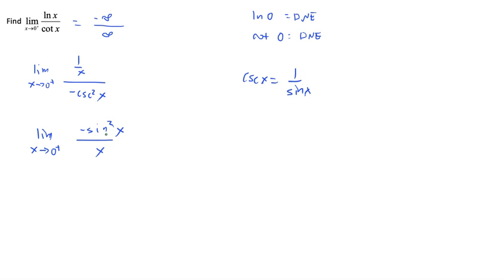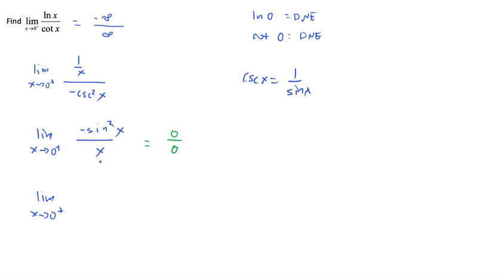Now what happens when we plug the 0 in here? Well, sine of 0 is 0. Sine squared of 0 is still just 0. And then we get 0 in the denominator as well. So 0 over 0, hey, that's just another indeterminate form. So I know that we can use L'Hopital's rule again. And that's fine. We can keep using L'Hopital's rule as long as we get an indeterminate form.